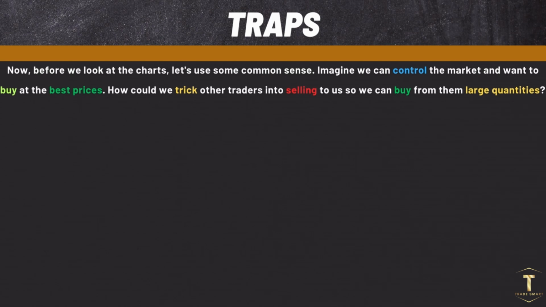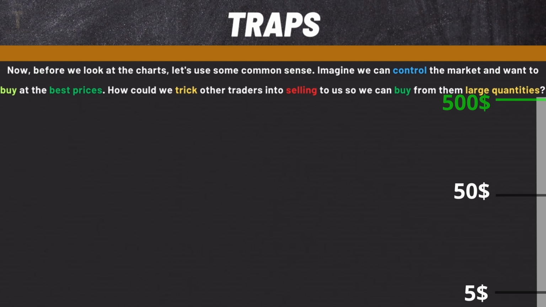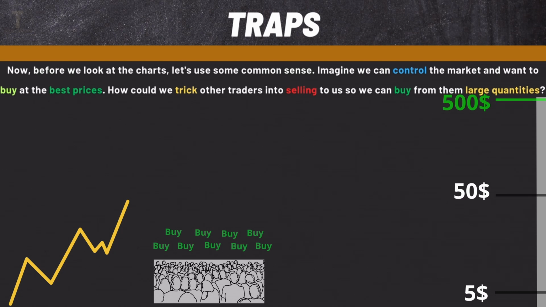Imagine we can control the market and want to buy at the best prices. How could we trick other traders into selling to us so we can buy from them large quantities? So, these are the prices. Remember, we want to buy cheap. Let the uptrend start. We begin buying, causing the price to rise as expected. Now, everyone notices this uptrend and wants to buy too. But if everyone starts buying, it could make it harder for us to buy in large quantities. So, we need to create fear, making others believe it's a sell and not a buy. This way, we can continue buying at advantageous prices without attracting too much attention.